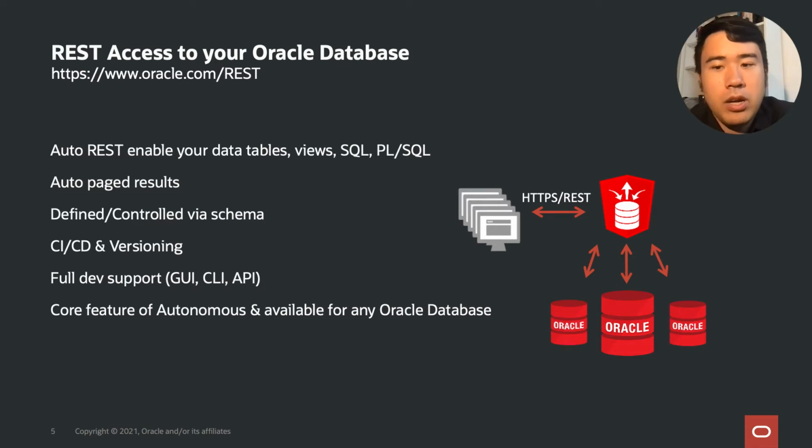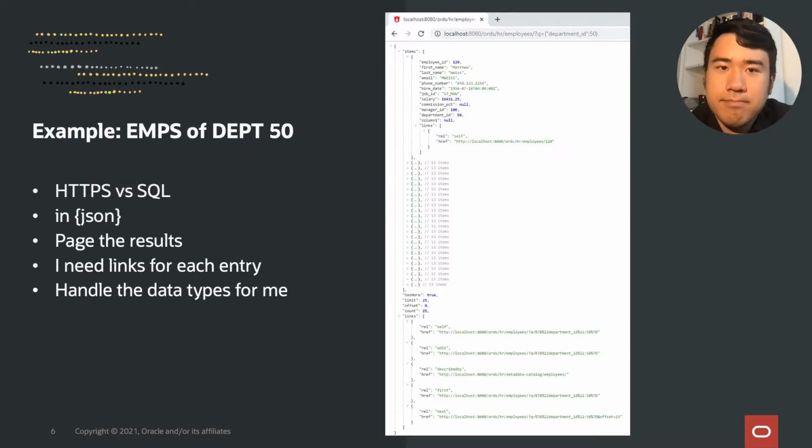SQL Developer Web. Oracle REST Data Service is a core feature in Autonomous. So any Autonomous database that spins up is going to have ORDS. And it's going to make SQL Developer Web available, as well as Application Express. But you can also run ORDS anywhere you like for any of your Oracle databases, wherever it is.